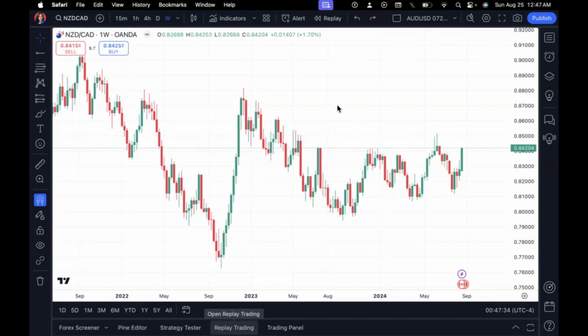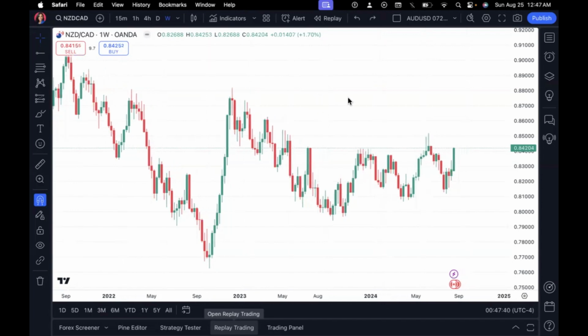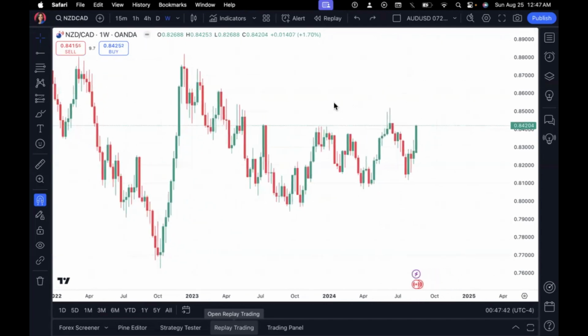Now, we just must recognize that we won't always be right in every trade, but as long as we have a strong strategy and analysis and we stick to our plan, I do believe that we will be fine.